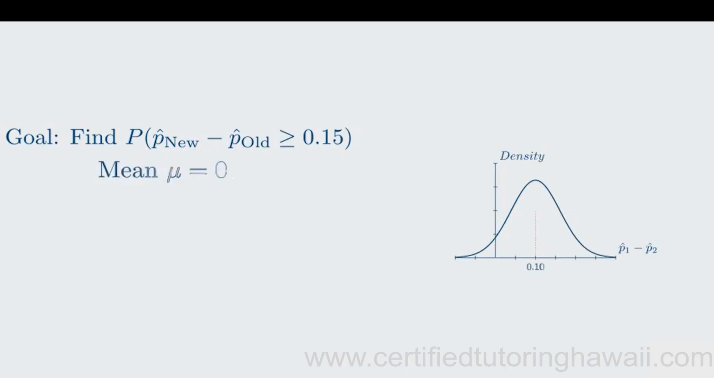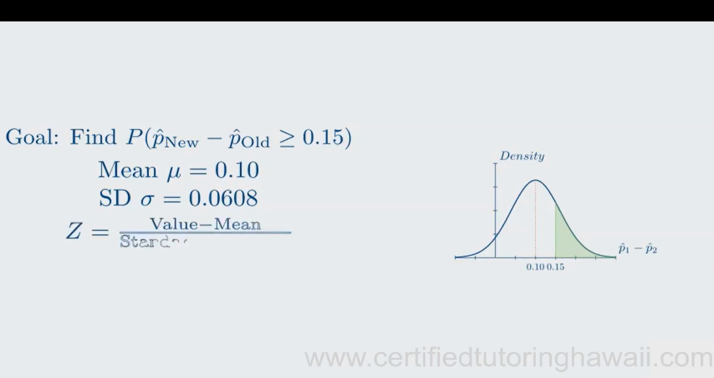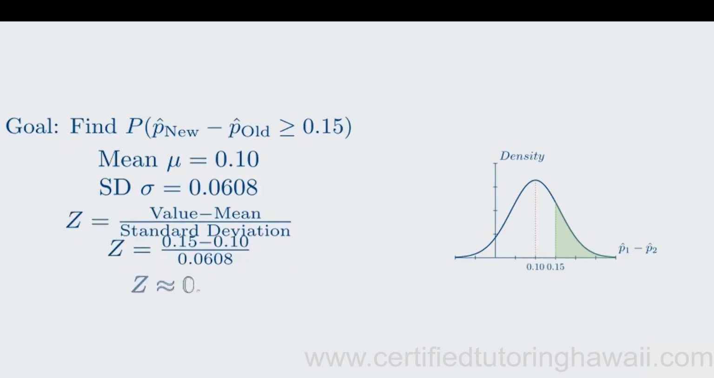0.15. Let's visualize this. Our curve is centered at the true difference of 0.10. We want to find how far 0.15 is from that center. We calculate the z-score by taking our observed difference of 0.15, subtracting the mean of 0.10, and dividing by our standard deviation of 0.0608. This gives us a z-score of approximately 0.82.